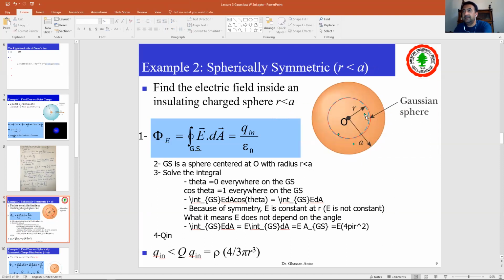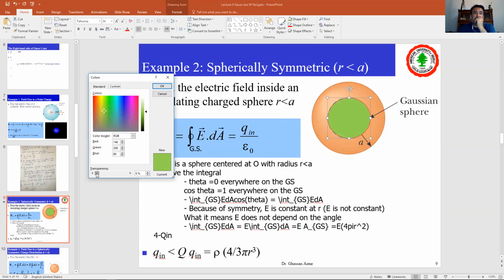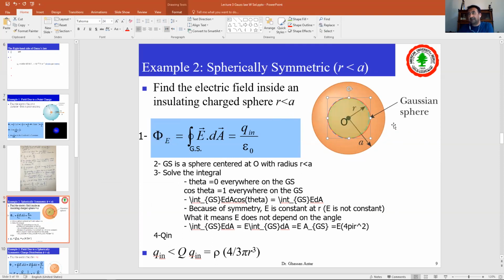Gotta remove these guys. I hope you understood why the choice is very important. Okay, so let me make this in, let's say, green and make it a little bit transparent, just to make sure that you see what's happening. So this is my Gauss surface, right? So what's the charge inside? Well, the charge inside is really what's inside this green area.